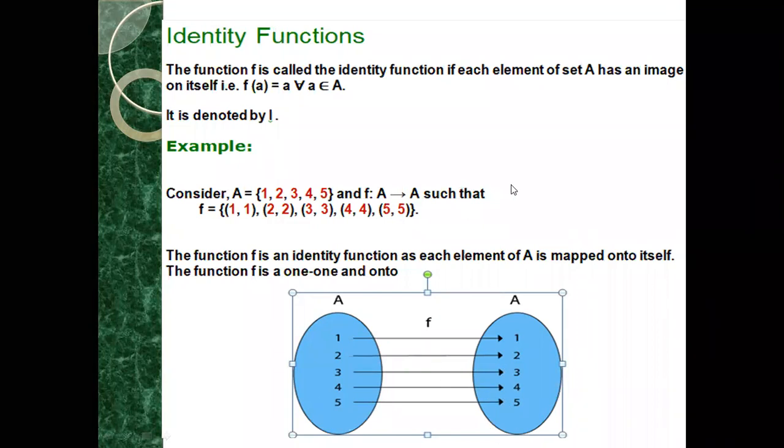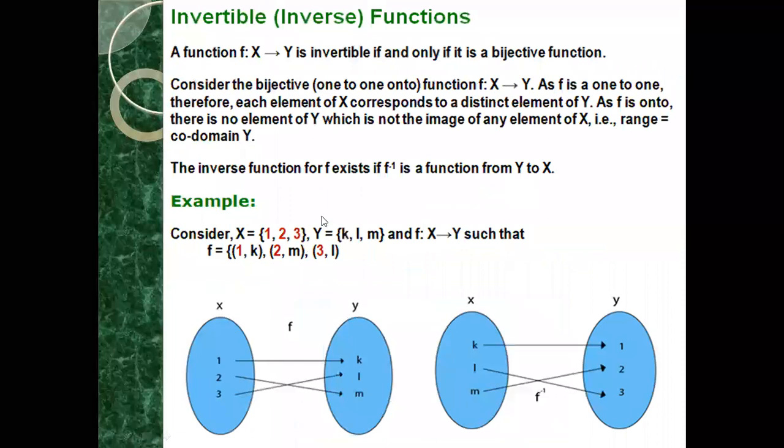Okay. Next definition, invertible or inverse functions. A function f that maps x to y is invertible if and only if it is a bijective function. Bijective means it satisfies one-one and onto. So consider the bijective, one-one and onto function f that maps x to y. As f is one-one, each element of x corresponds to a distinct element of y. Distinct means a different element of y.